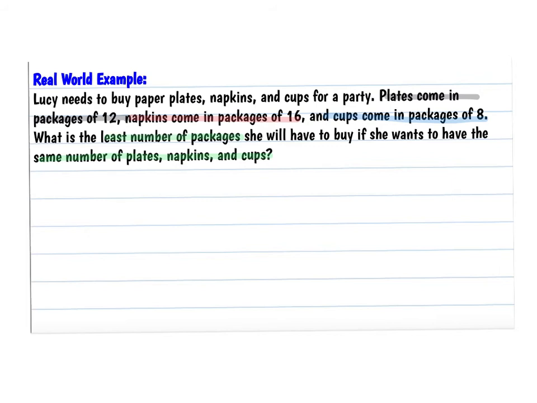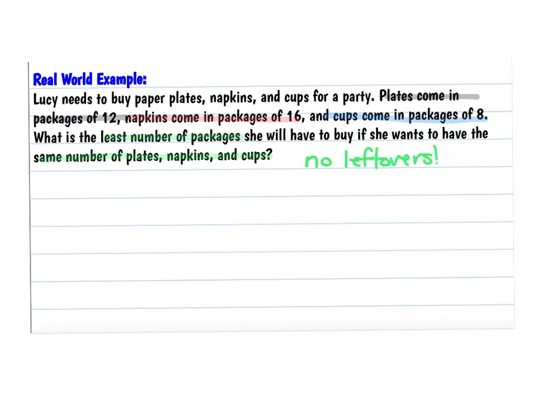Some of you are thinking, what is happening? But what I think this really means is she wants to have the same number of these, but they come in different amounts. So what she wants to do is buy multiples of each package so that she can pair them together and have no leftovers. So she wants to have no leftovers.